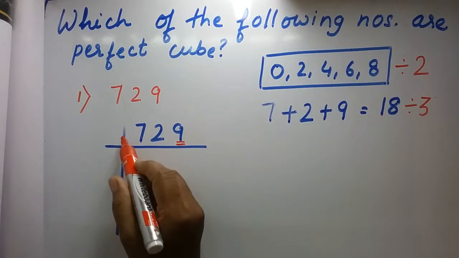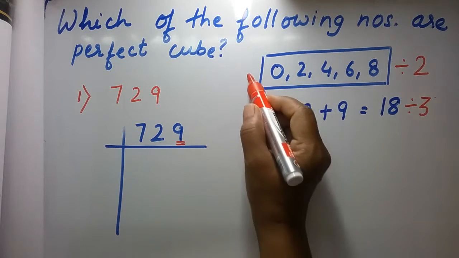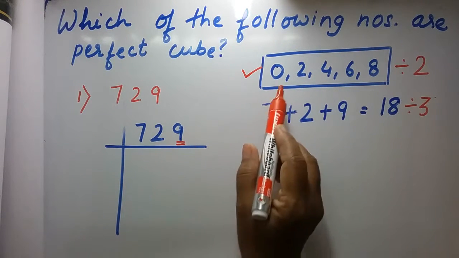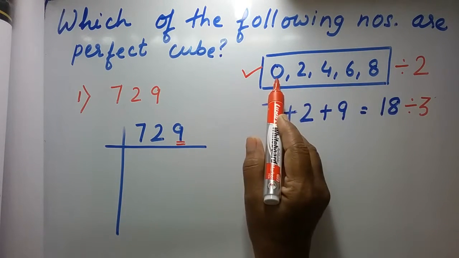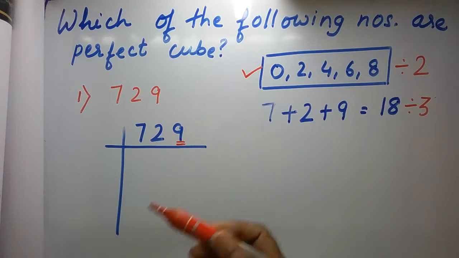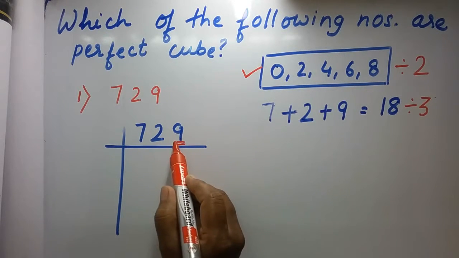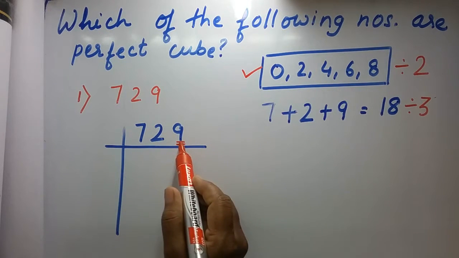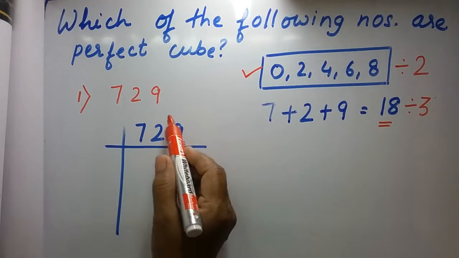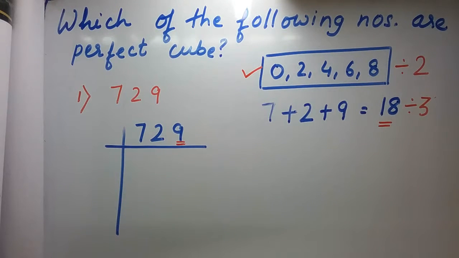Whenever you are finding the factors, first check whether the number is divisible by 2. You will find it's not, because in the unit place there is no 0, 2, 4, 6, 8. Then try 3. For 3, add the digits of the given number. For 729 you got 18, which is divisible by 3. That shows this entire number is divisible by 3.